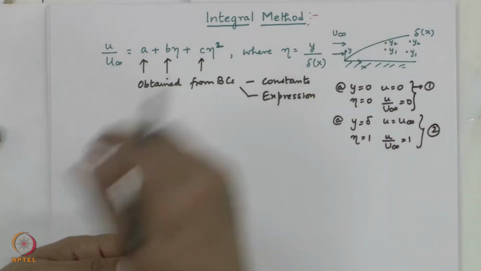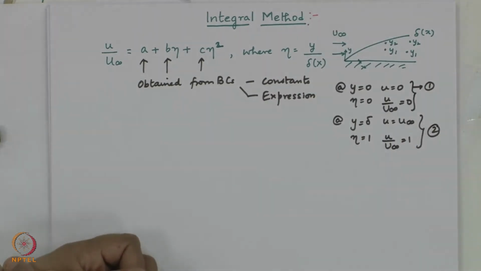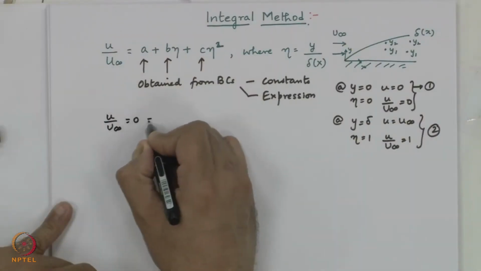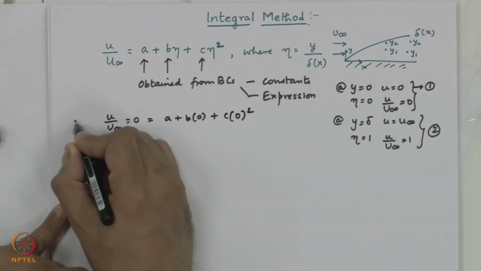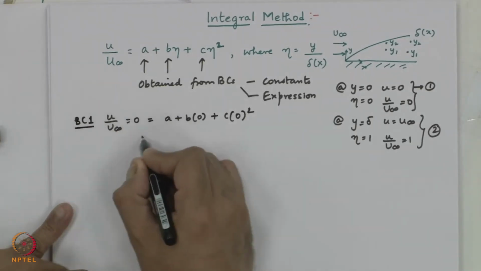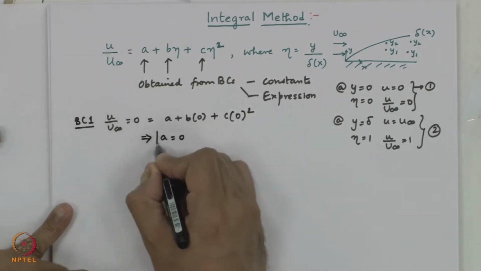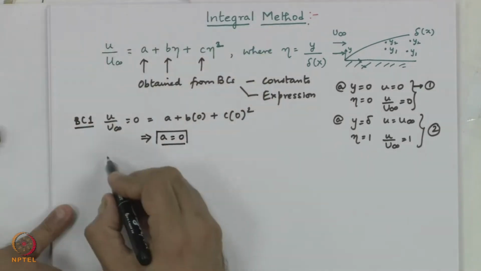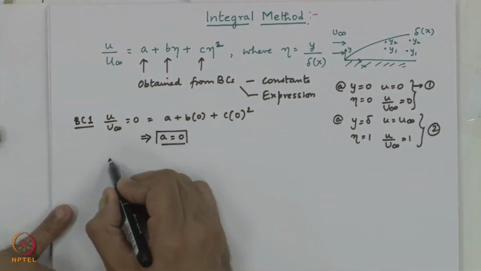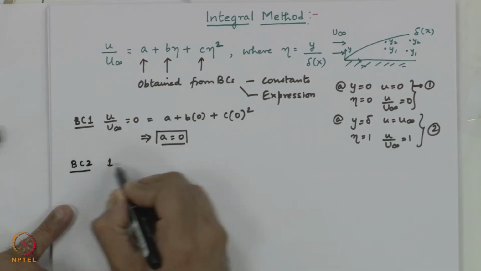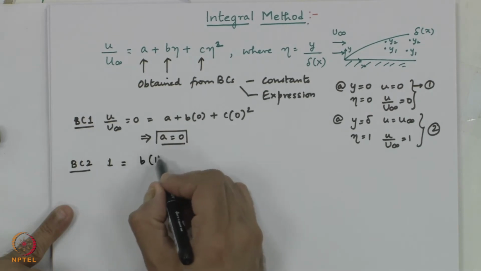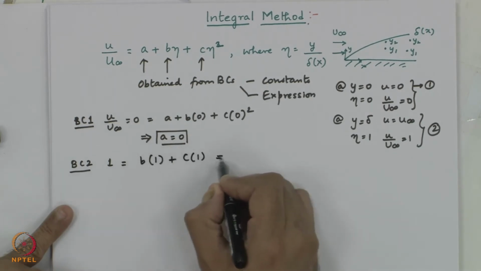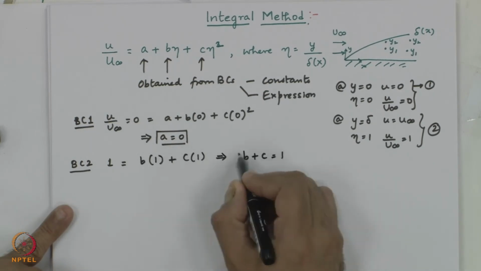Okay, like this I have to develop an additional boundary condition. If I substitute 1, I would get u by u infinity equal to 0 equal to a plus b times 0 plus c times 0 square. This is BC 1. This gives me a equal to 0. Similarly, if I put the second boundary condition, BC number 2, u by u infinity is 1, a has already been taken as 0, I would get b into 1 plus c into 1, implies b plus c equal to 1.